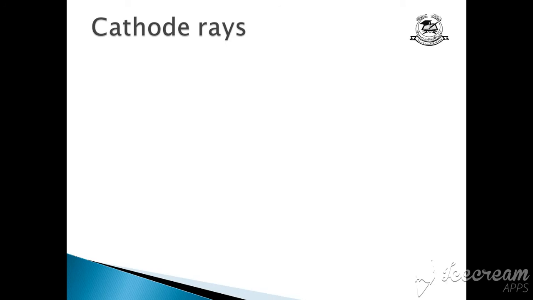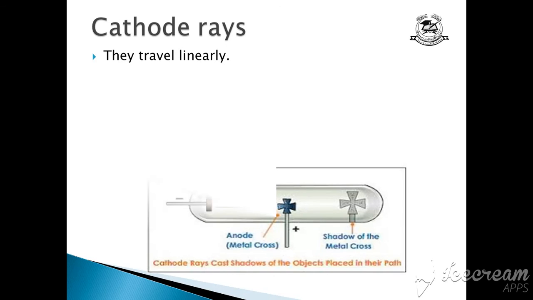Now we must know what are the properties of cathode rays. Come on to page number 44 in your book. They travel linearly. They cast shadows of objects placed in their path towards the anode, proving that they travel in a straight line. They travel linearly. These are cathode rays moving here, and here is an object, so they cast the shadow. It means they are moving linearly.